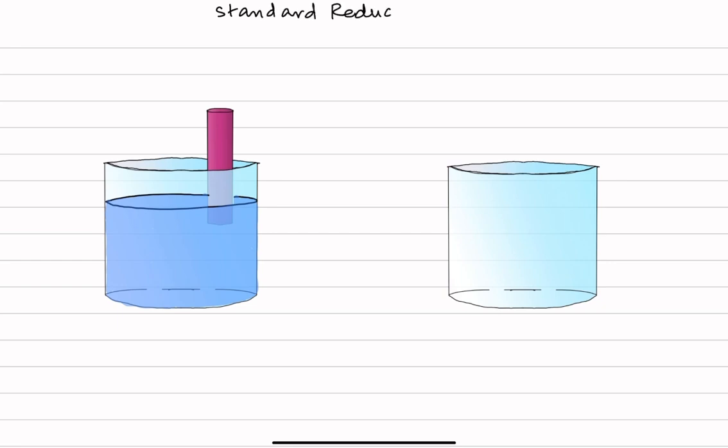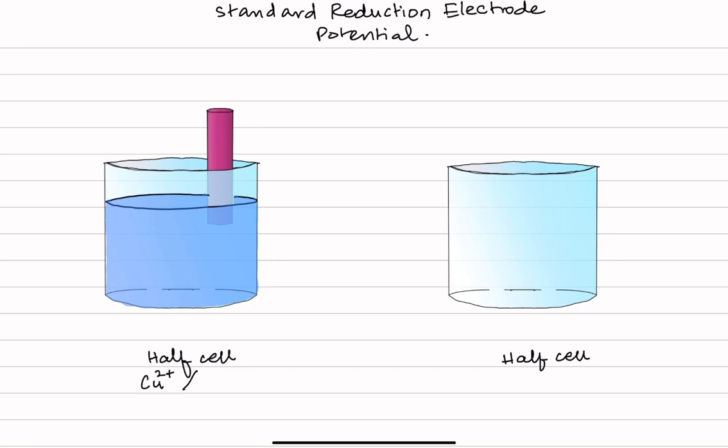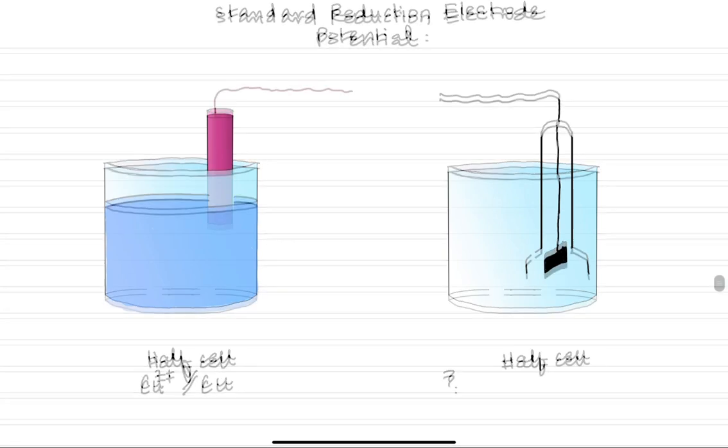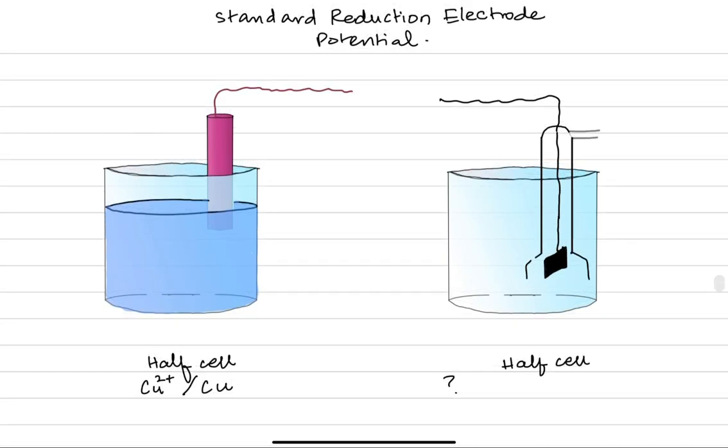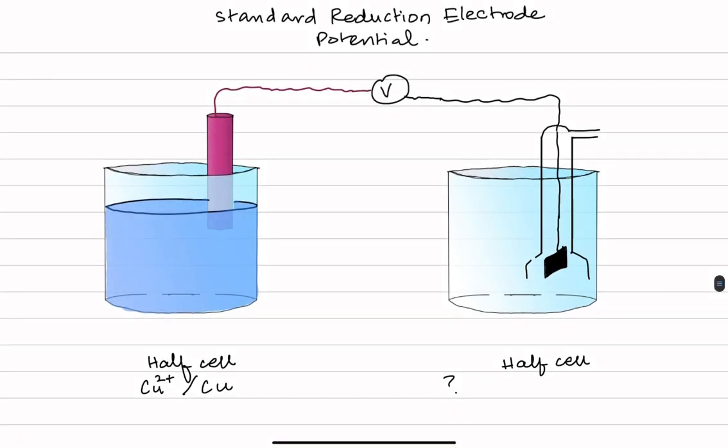But in order to compare the electrode potential, we come across a definition known as standard reduction electrode potential, or you can say standard electrode potential. For that you can see there are two beakers, not one. Both these beakers are going to be representing half cells. These half cells have specific electrolyte in them and electrode. For example, the half cell on the left hand side is a copper 2 and copper half cell. But what kind of half cell is on the right hand side? Well, basically you can see an inverted test tube with a black colored block in it.